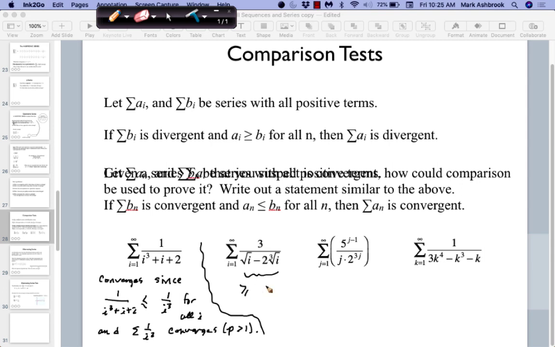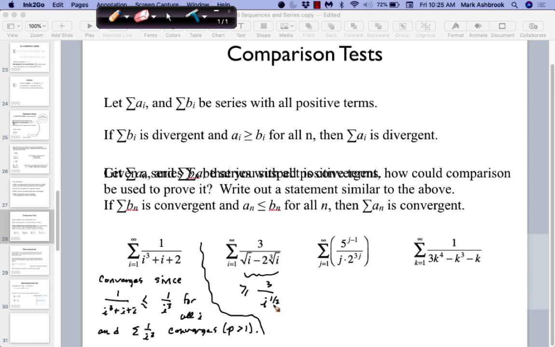3 over radical I. 3 over I to the 1/2. And that series diverges or converges? That's P less than 1, right? So that diverges. And why are these all greater? Because you have a smaller denominator, right? You're subtracting in the denominator. That makes the denominator smaller and makes this fraction bigger than these. And when you sum up these, it diverges. So diverges.